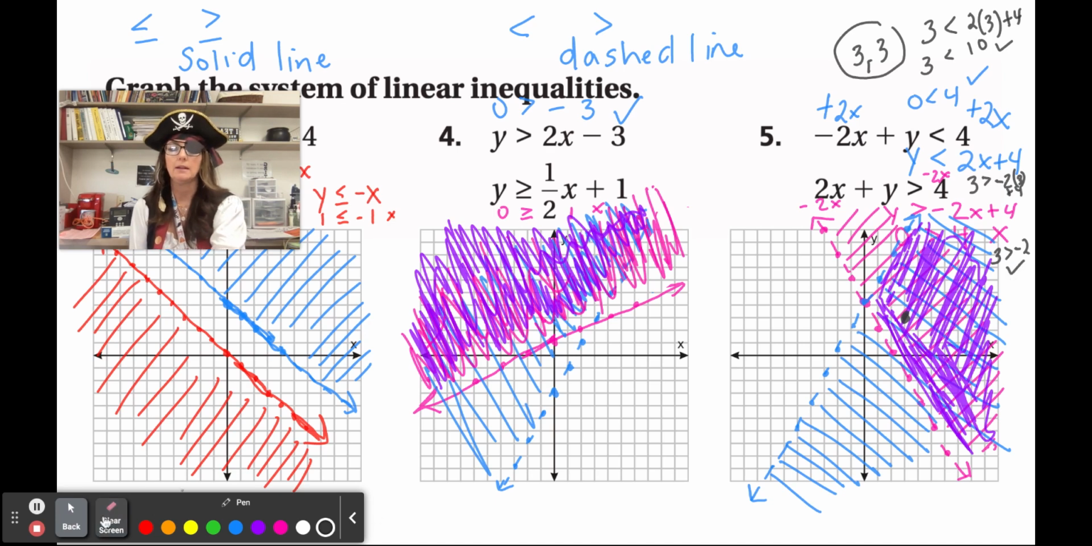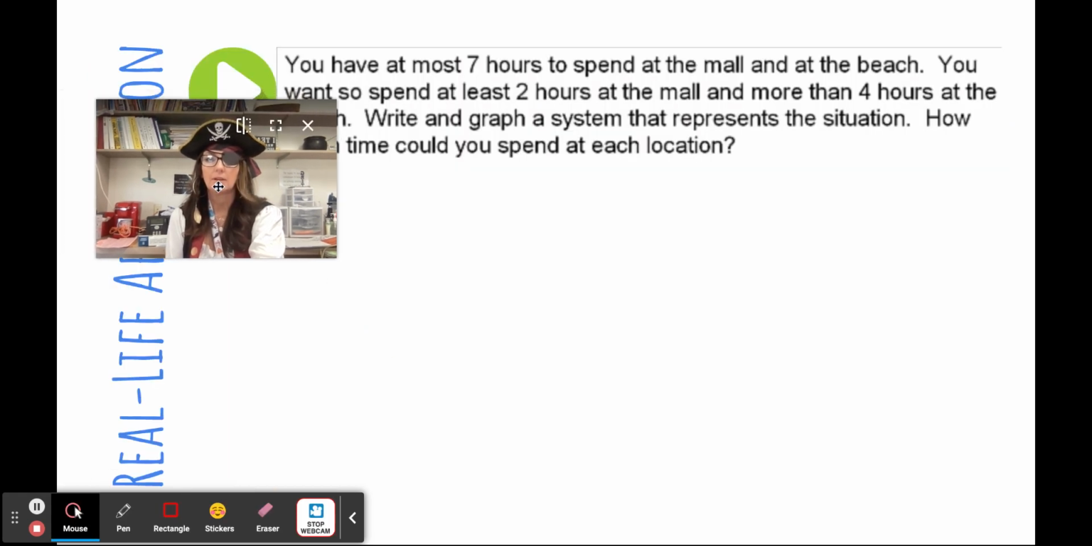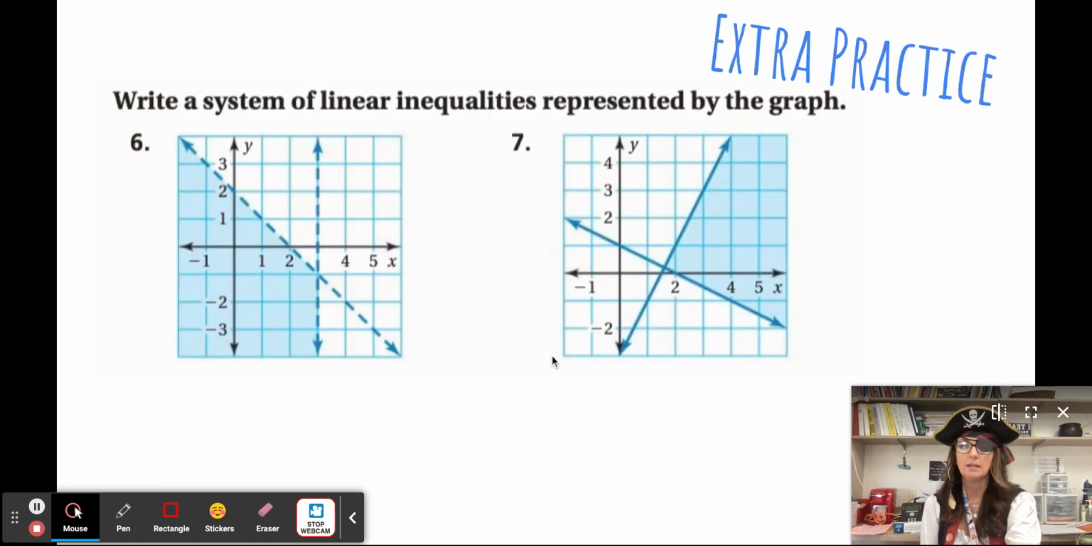Okay? Getting ready to clear. Arr. So mark down all your work, or you'll walk the plank, matey. Okay. Guess what? We're going to go ahead and skip this for you, save time.